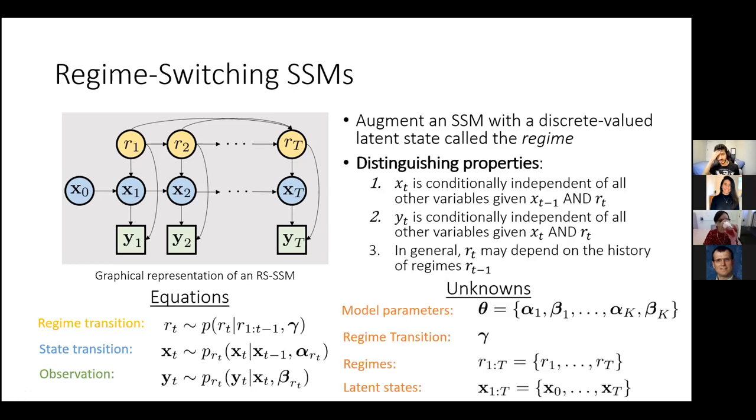So the unknowns of this model are, so here's the compromise, that now I've made the model much more flexible, but we have many more unknowns. We have all of the parameters for all the regimes. We have the actual parameters of the regime transition distribution. We have to learn the regimes themselves, and we also have to learn the states. So you're giving much more flexibility, with the trade-off of having much more difficulty estimating the parameters.